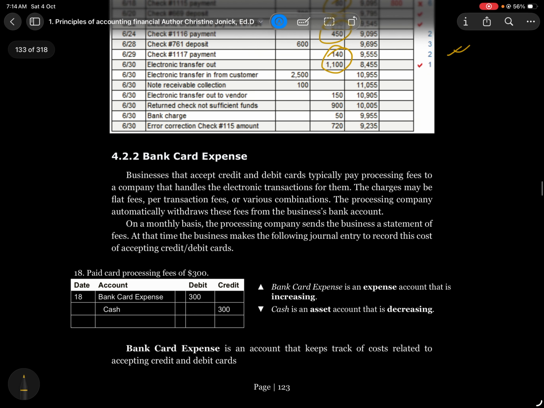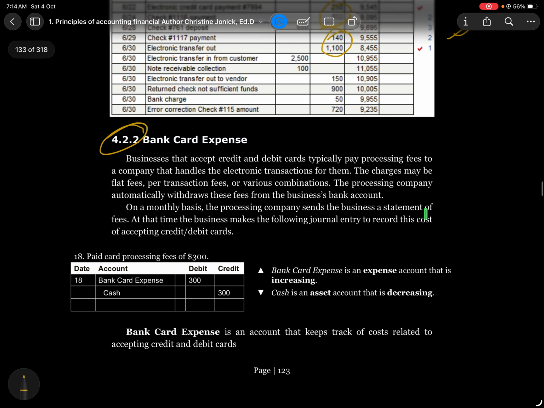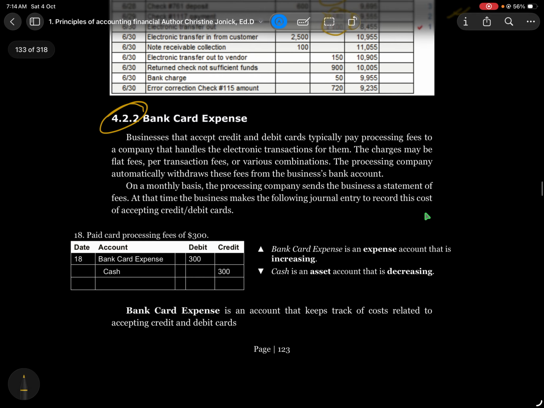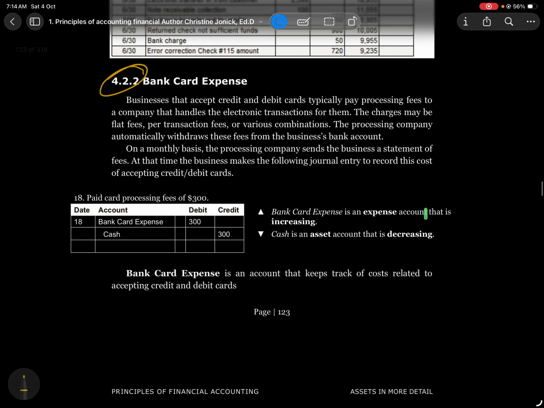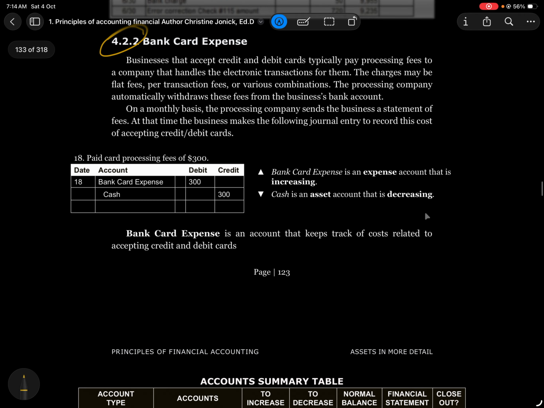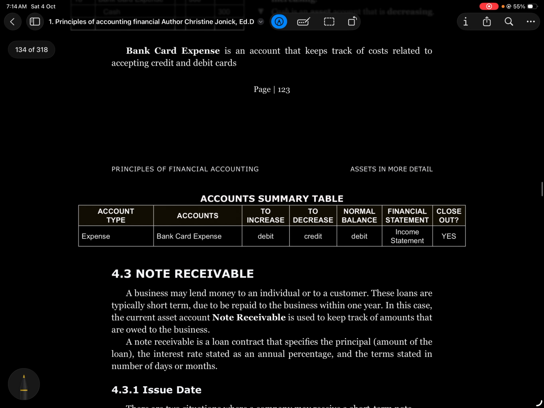Another thing is that there might be another expense incurred whenever we take any electronic transactions. There might be processing fees that we need to pay, right? So that's an expense for us. So bank card expense: debit bank card expense, credit your cash, right? It's an expense account, so to increase, the normal balance is debit. To increase, we use debit, otherwise credit, right?